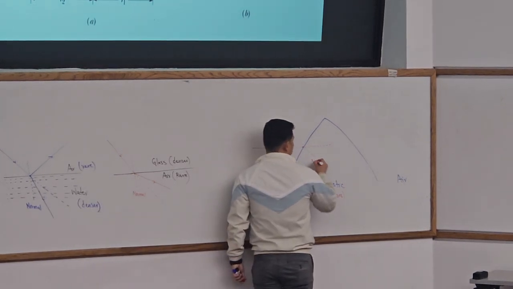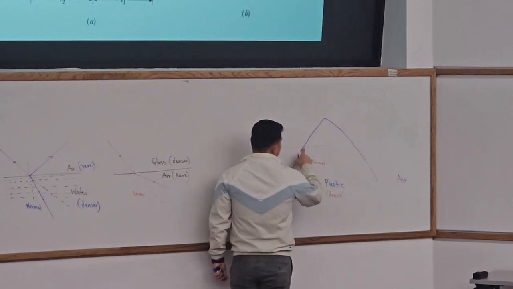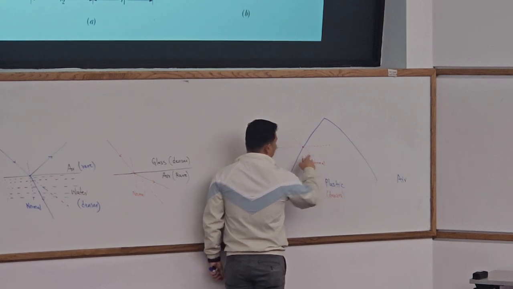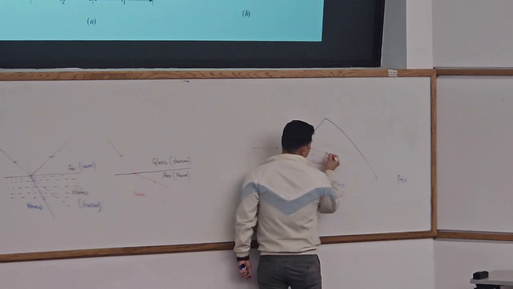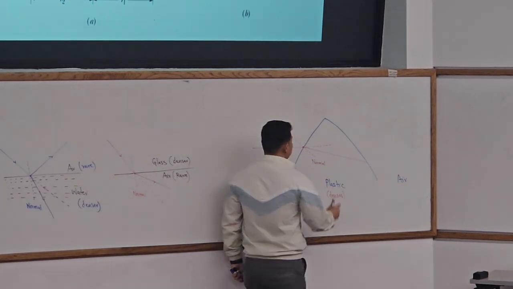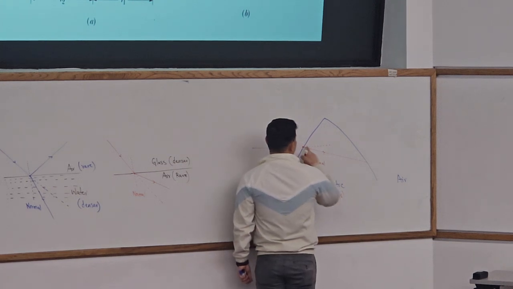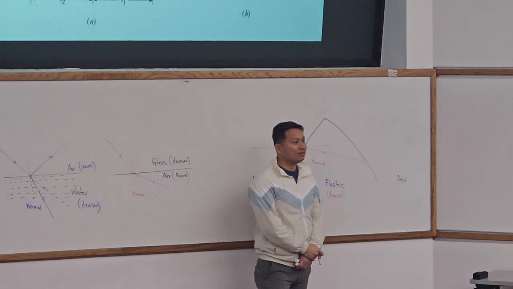It's a normal. And since you are going from rarer to denser medium, you want to bend towards the normal. This is the normal, and you want to bend. You bend in this direction. You are not going this way, right? Did I do that?